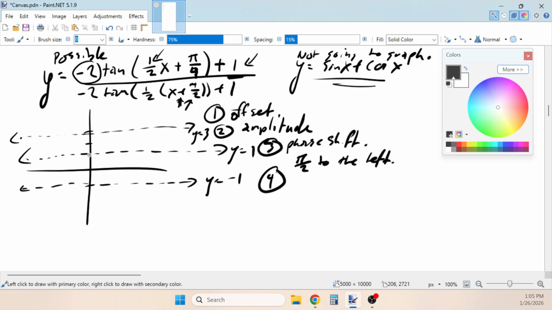So I want to go pi over 2 to the left. Let's call this pi over 2. I'll call this pi. So tangent starts on its center line. I'm going to put a dot on the center line. The fourth step is to find the wavelength, which is going to be this coefficient. We're going to set up a fraction where we have either pi or 2 pi on top, depending on which function we're in, over whatever that coefficient is. And then you simplify the fraction.